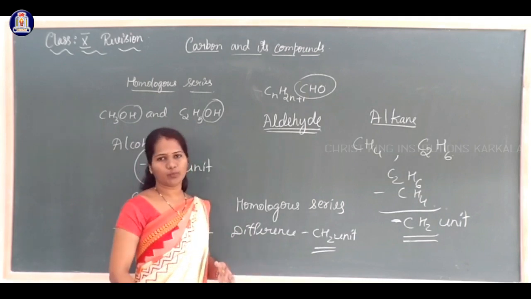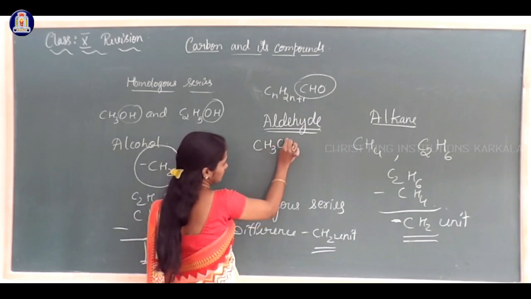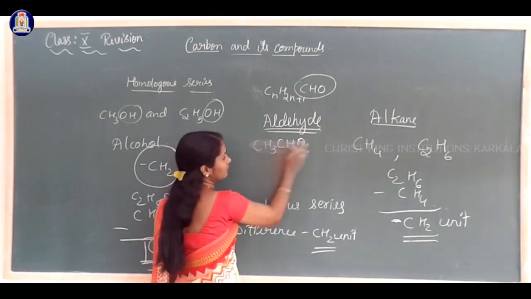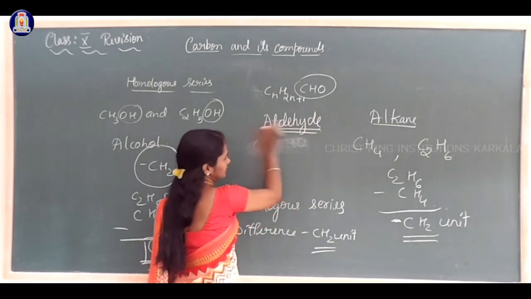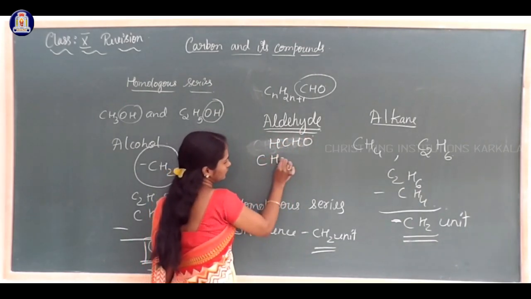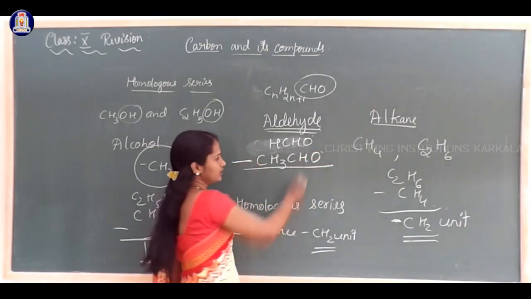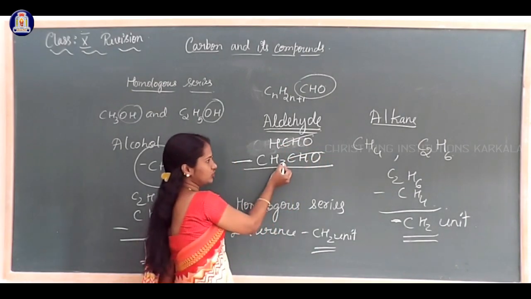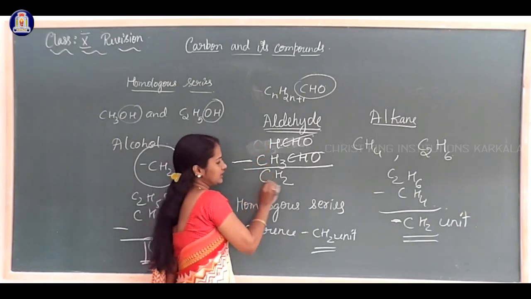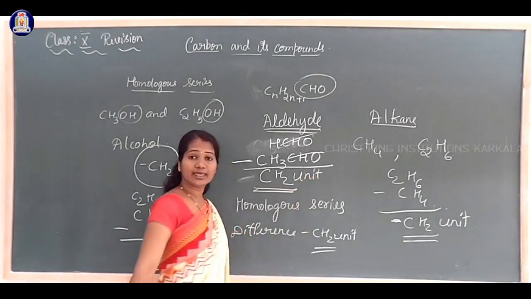Take any two compounds of the aldehyde group. The first compound, formaldehyde, is HCHO. The second compound is CH3CHO. Now subtract. CHO cancels. Here H3, here H1; 3 minus 1 is 2. Here no carbon, here 1 carbon. So CH2 is the difference. You are getting the answer as a CH2 unit.